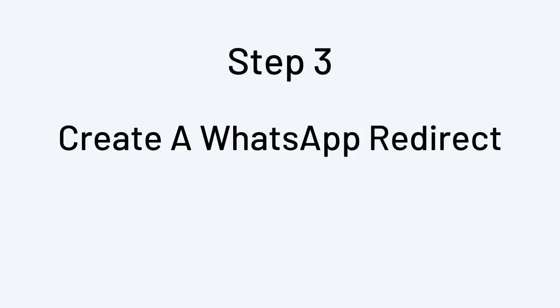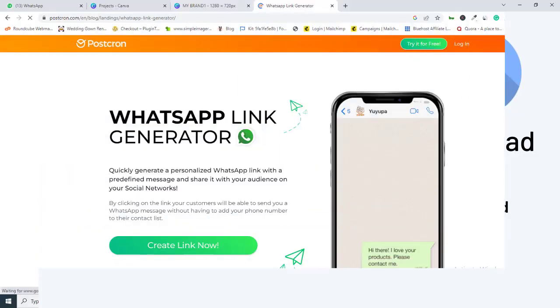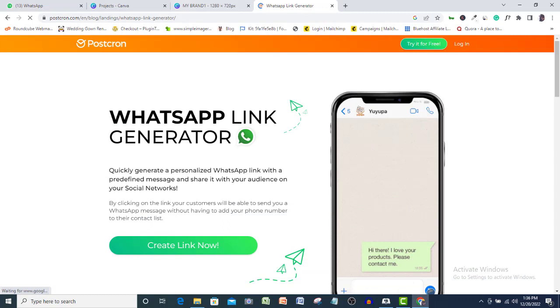So, we move to the next step, which is to redirect our new leads who submit their email through our opt-in form that we just designed into our WhatsApp contact, so that we can have access to their WhatsApp contact in addition to their email address, like using two stones to kill one bird. So to do that, we will create a WhatsApp redirect link using another free tool called Postcron.